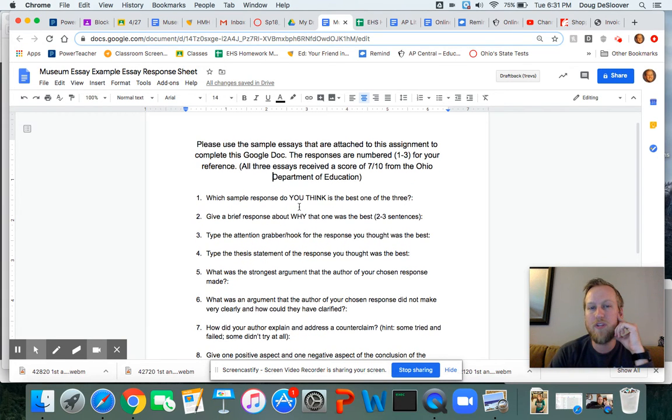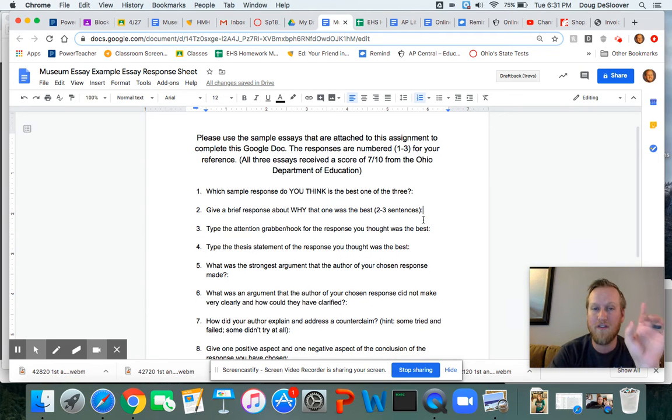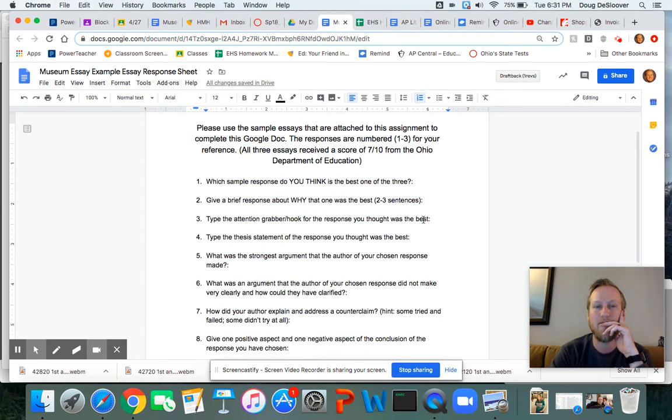The first one says, which sample response do you think was the best of the 3? That's really easy, you just type out response 1, response 2, or response 3. Number 2, I'm asking you to give a brief response about why that one was the best. And I've even given you kind of a target here: give me 2 to 3 sentences on why the one you chose was the best. Give me a few sentences about why that one was better than the rest, even though they're all scored 7. You're making a value judgment. Why to you was that one the best?